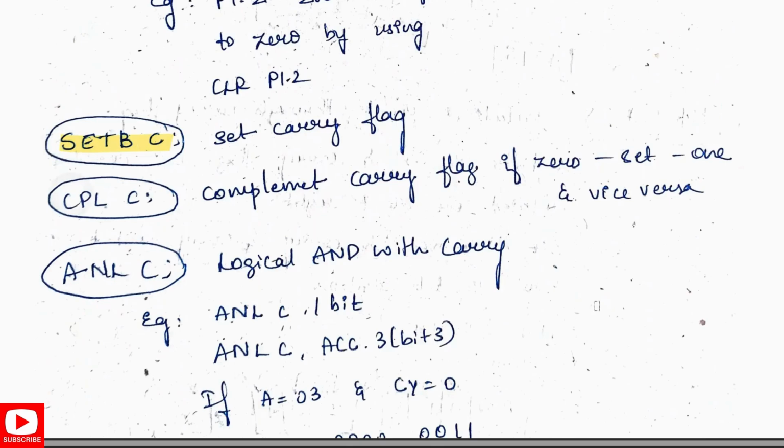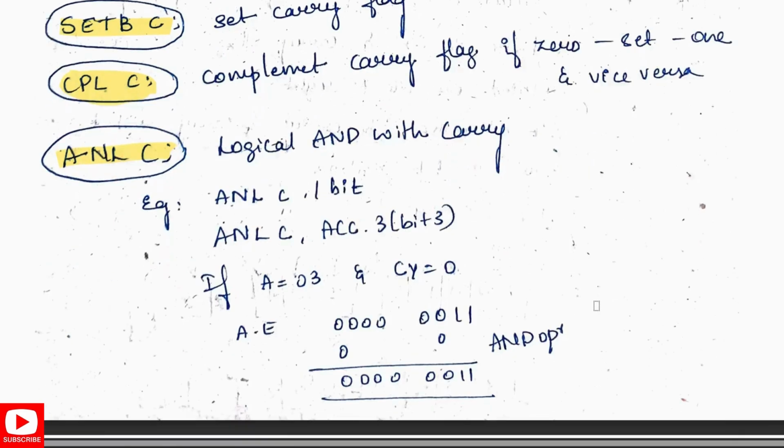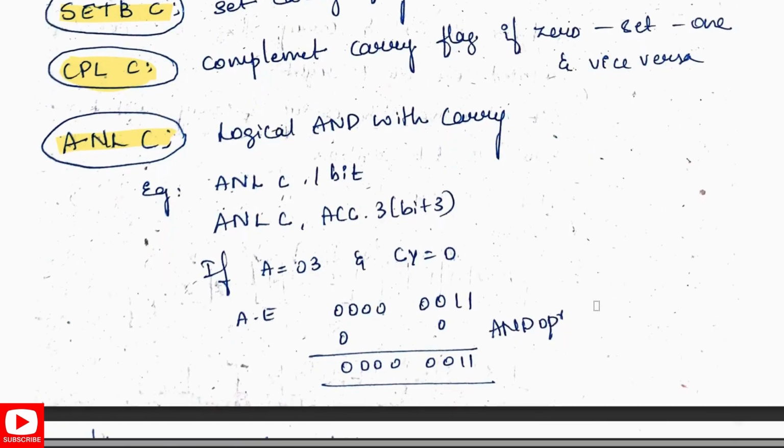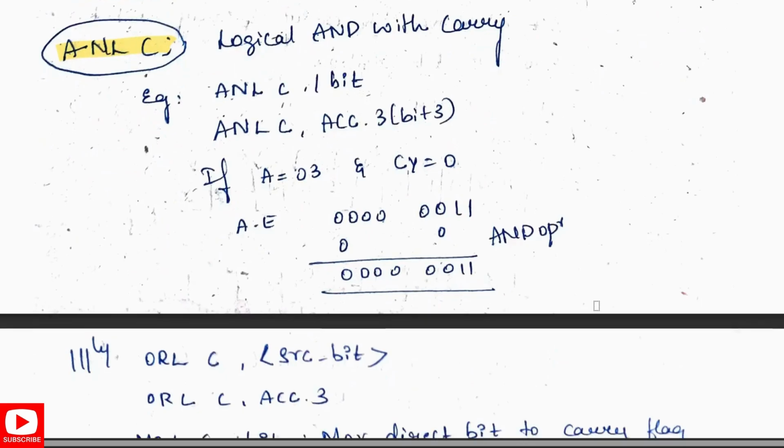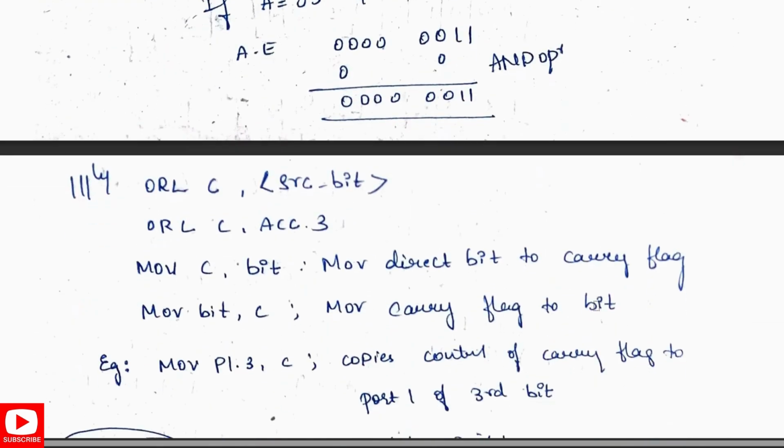Next, CPL C, complement the carry flag. That is, if it is 0, make it 1. If it is 1, make it 0. ANL means logical AND with carry. That is ANL C, ACC.3, that is for bit 3. Then A is 03 and CY is 0. After doing the AND operation, you'll get the value. Similarly, for ORL C, with carry, do the OR operation.